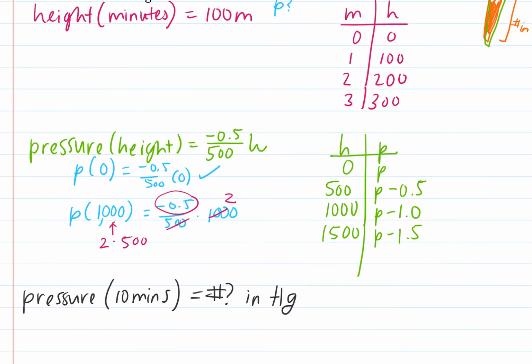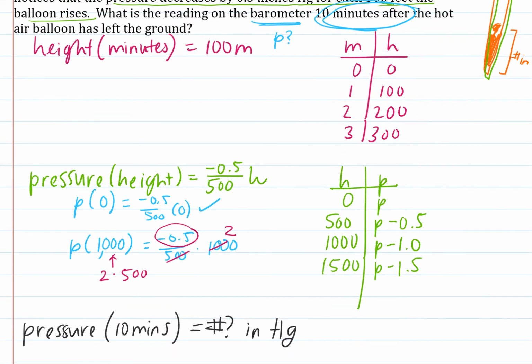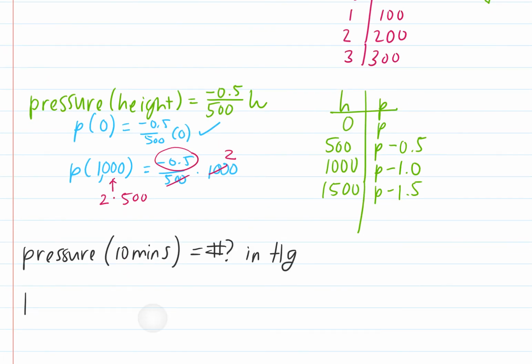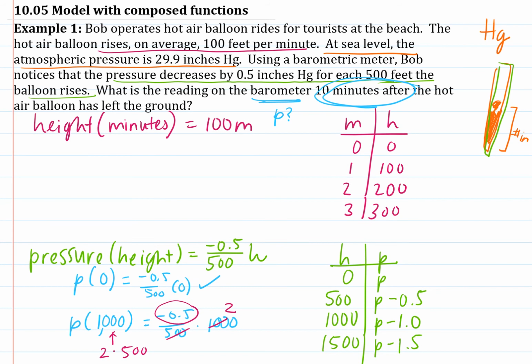Okay, the pressure we know depends on height, and height depends on minutes. Let's write out pressure in words. The pressure, in terms of the height, maybe this is where we can use that fact at sea level. Sea level is a height. It's the height of 0 meters above the ground or 0 feet above the ground, right?